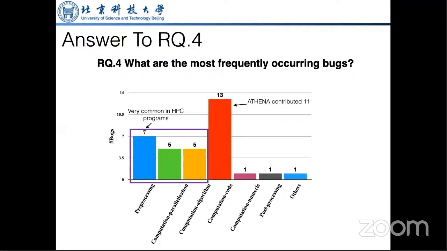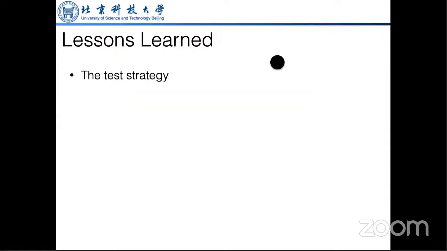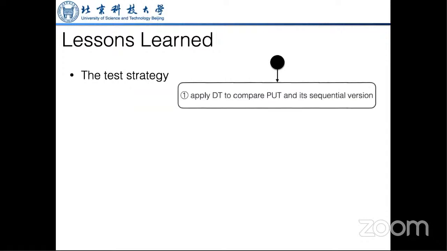This implies that special attention must be paid to find those bugs. We found only one numerical error, but it is probably due to the lack of scalable tools that allow us to conduct systematic testing. Based on our experience, we propose the following test strategy.